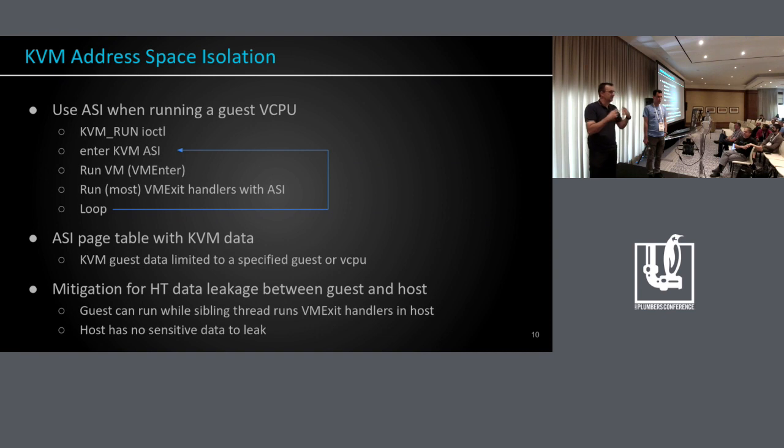As I said, this is a mitigation for attack between guest and host. The thing is that if you exit ASI, you are not secure anymore. So you need to make the other thread idle. This is the point where we need some interaction with the scheduler, something like core scheduling, to make sure that when we exit ASI, the other thread running in the VM is going to be idle, or at least exit the VM.